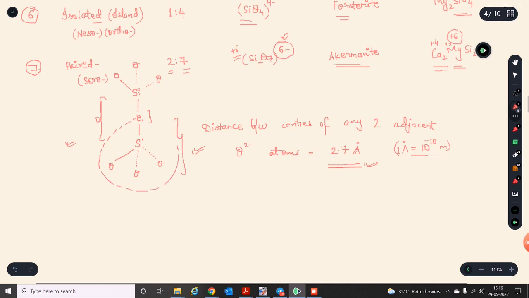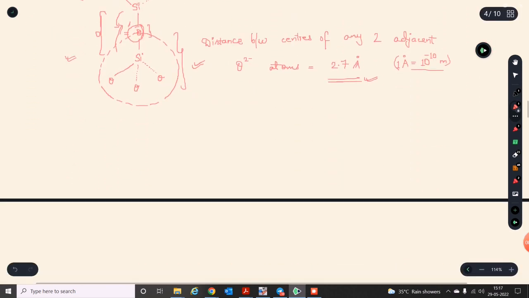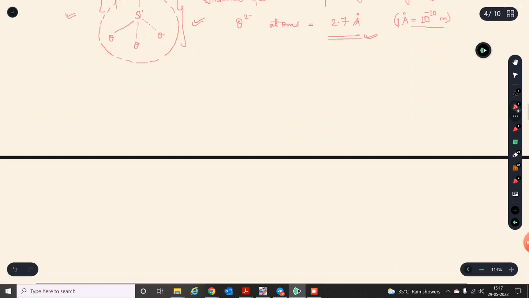In sorosilicate, one oxygen is shared with the other. This SiO4 has this oxygen, and this SiO4 also has this oxygen. This particular oxygen is shared between two tetrahedra, between this and this. So in cyclo, there are 2 oxygen atoms that are shared, in cyclosilicates or ring silicates. I will try to form a figure here. You will see it like this. Si.